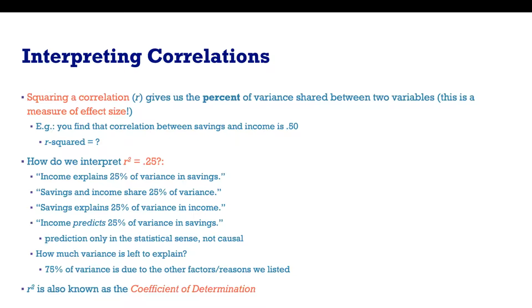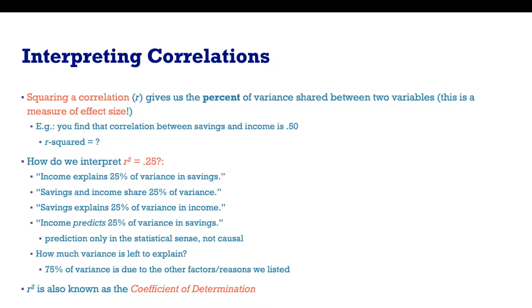So if you find that the correlation of savings and income is 0.5, your R squared will be 0.25, and we can interpret this in a number of ways. Income explains 25% of the variance in savings. Savings and income share 25% of variance. Savings explains 25% of income, and income predicts 25% of variance in savings. I will note with that last one, prediction is only in a statistical sense, not in a causal sense.